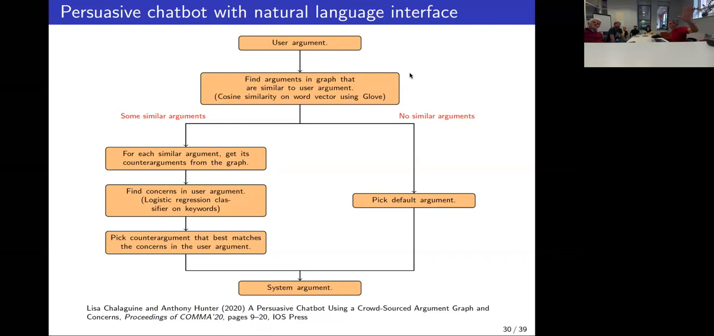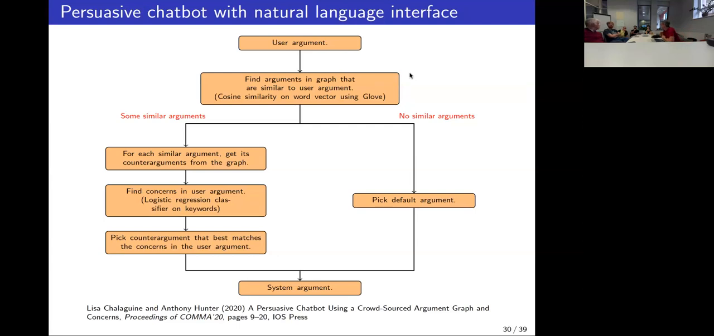If it found a similar argument, then that would be the reply. If we found multiple similar arguments, so we're on the left branch now, it would look for the concerns, essentially looking at keywords and, with a classifier, worked out what the concerns were of the user argument, and compared it with the concerns in each of the possible counter arguments and made the best pick. So the one that maximised the overlapping concerns.